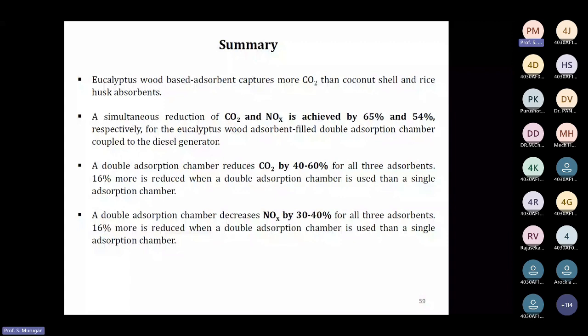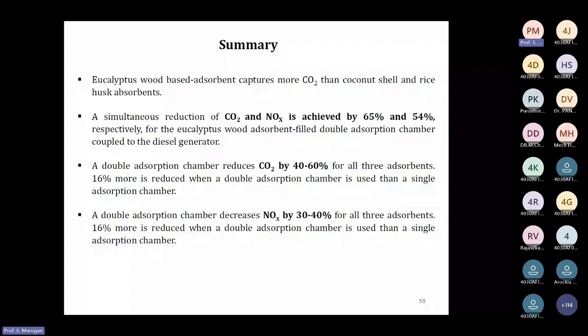Again, when you used a double absorption chamber, that was able to cut down CO2 emission by a maximum of 60% for all the three absorbents compared to single absorption chamber. That means about 16% improvement was there. The same kind of improvement was noticed in NOx emission also. NOx was reduced by about 30 to 40%, which was 16% more than single absorption chamber. So what is suggested is that you can use a double absorption chamber as well if you have very good facility and there is less back pressure.